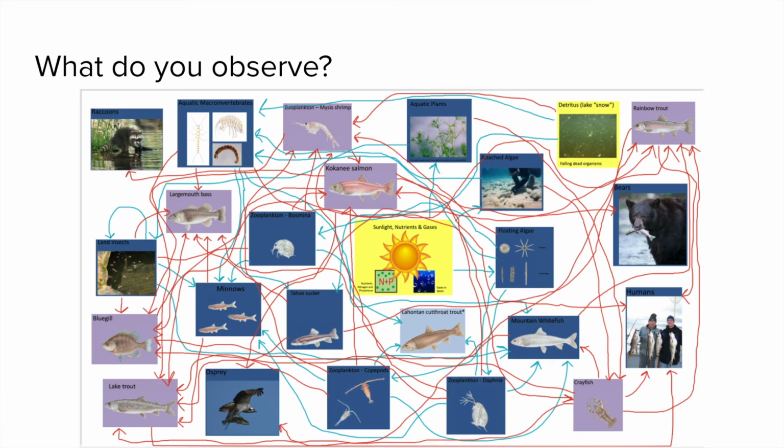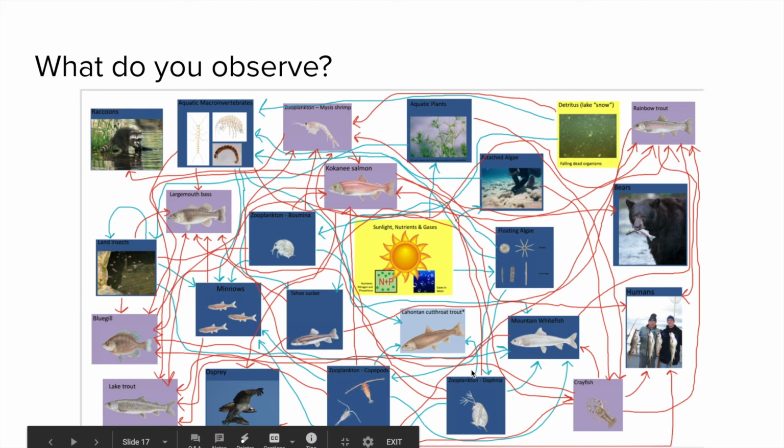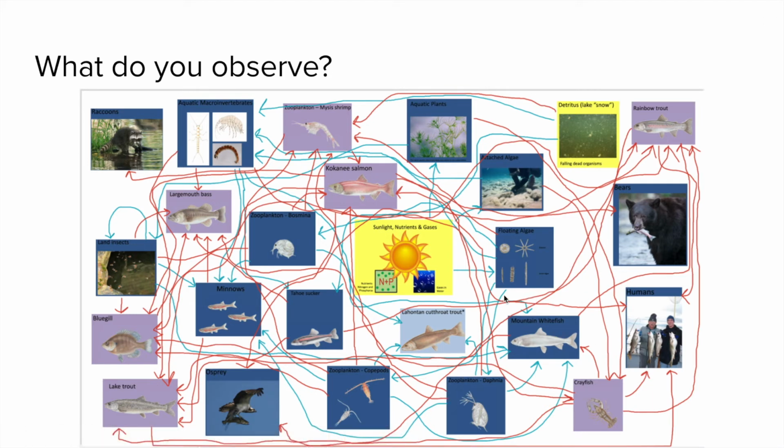All right, let's check it out. So for my hypothesis, what do I observe? Well, I notice that it has 1, 2, 3, 4, 5, 6 arrows pointing away from it and still only 1 arrow pointing toward it. So the Daphnia is now being eaten by 6 different organisms in Lake Tahoe, and it's still only able to use 1 organism as its prey.